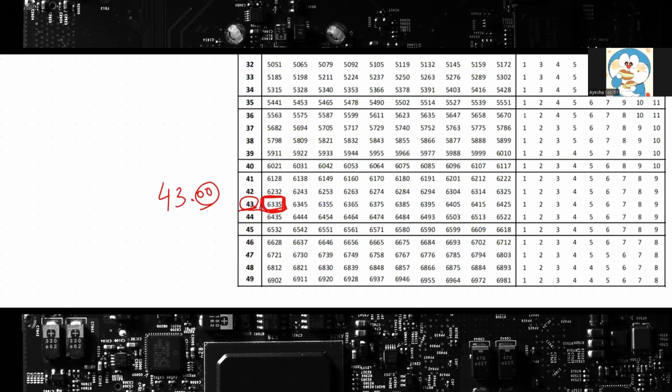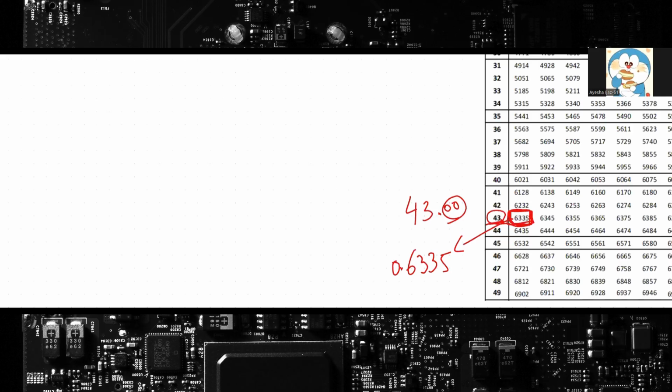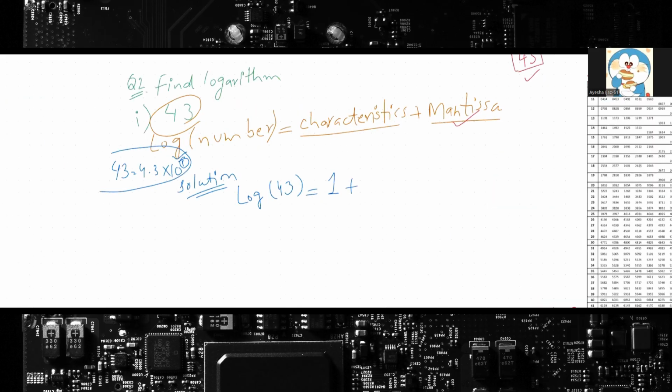So we will write this number in decimal, like this: 0.6335, right? So let's write our mantissa, which is 0.6335. Just by adding these two numbers, we'll get the log of 43, which is 1.6335. I know it will be confusing for you, but if you practice more and more, it will become very easy and interesting.